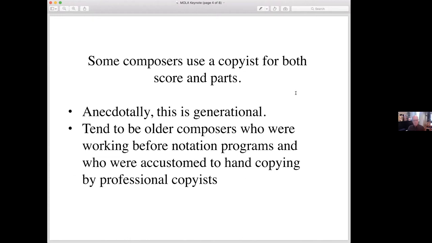Some composers use a copyist to prepare everything. This is totally anecdotal, just from asking around. It seems to me generally, this is a generational thing. Composers who are older, who've been around from the time when things were copied by hand, and you just turned over your pencil score, are accustomed to having someone else do that work for them. So the younger the composers your orchestras are working with, the less you're going to see this, and the more you're going to see the composer doing his or her own work entirely.